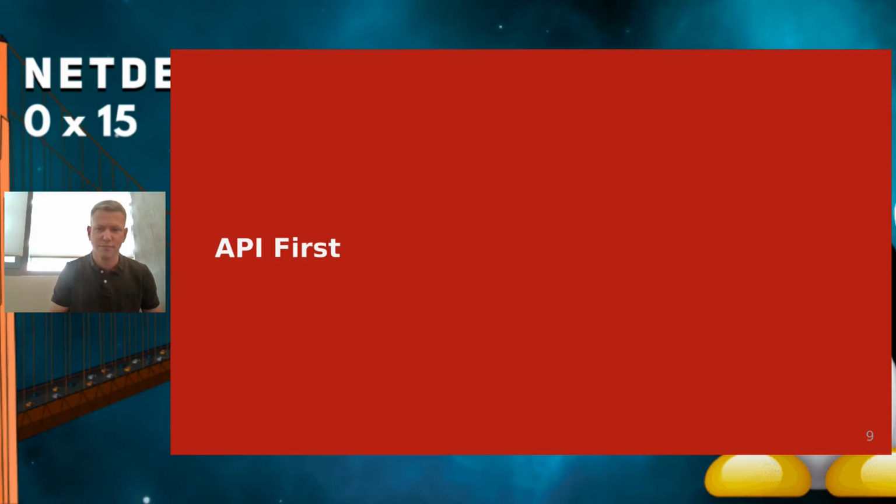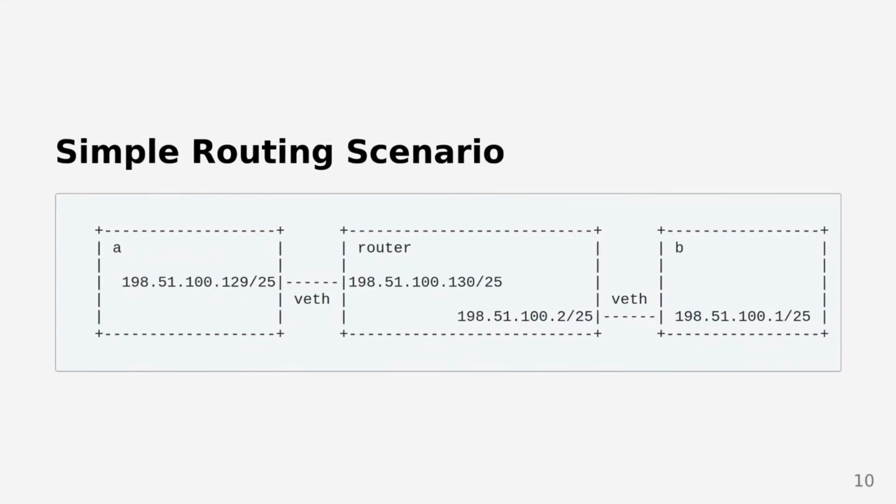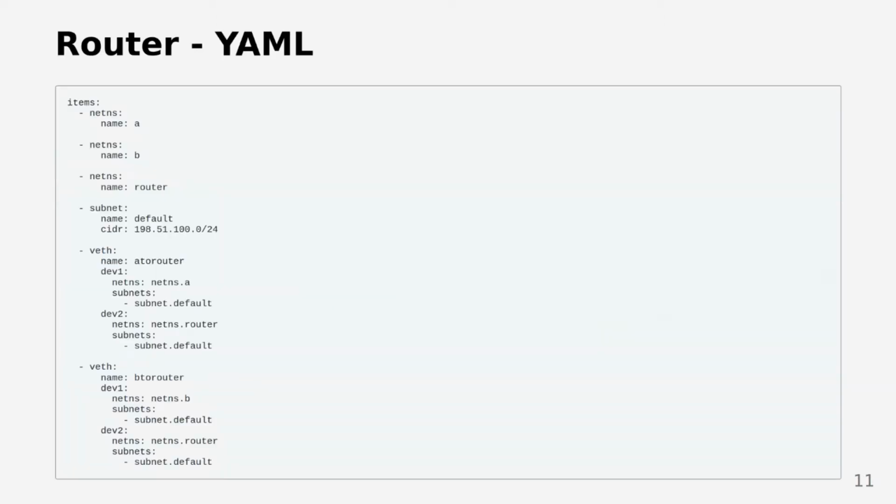where, for example, let's take the following simple scenario where we have 3 network namespaces, A, router, and B. And we would like to be able to pass packets between them. And so I'd need to create these network interfaces and create veth devices connecting these network namespaces and assign these addresses and routes.